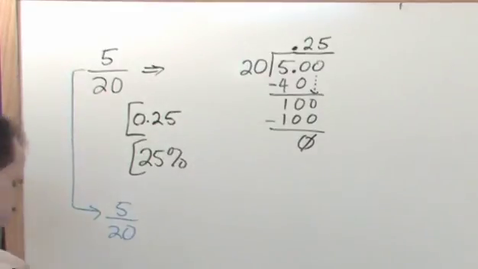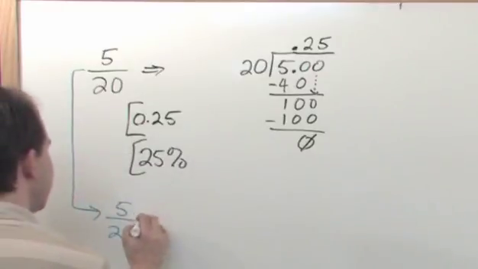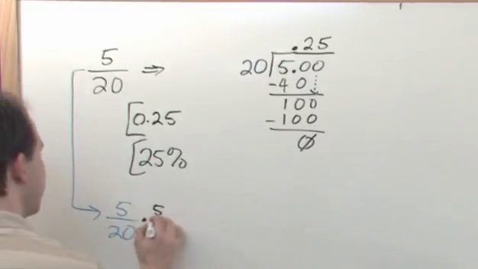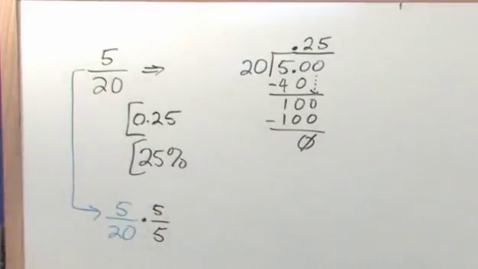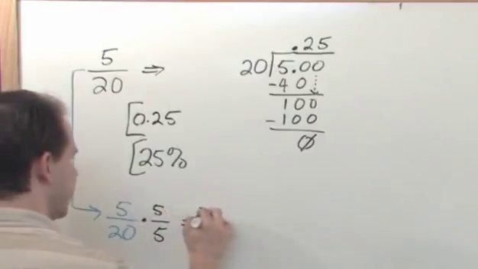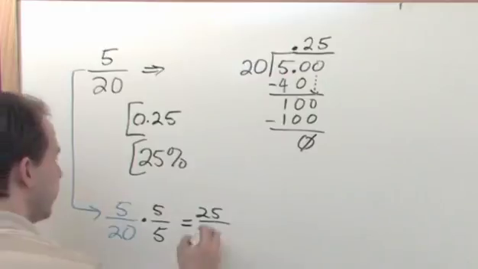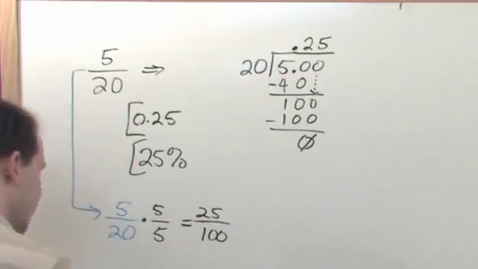So you should know by now that you can multiply a fraction by anything on the top and anything on the bottom as long as it's the same number. So what if I multiply by 5 over 5? After all, I'm just multiplying by 1. I can do that, right? 5 times 5 gives me 25. 20 times 5, we just did that a minute ago, gives us 100. I did this because I'm changing this denominator into 100.